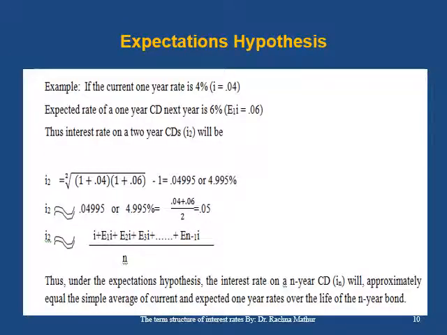Let us take an example of the expectations hypothesis. Suppose the current 1 year rate is 4% and the expected rate of a 1 year certificate of deposit next year is 6%. So the interest rate on a 2 year certificate of deposit will be 5%. That is, under the expectations hypothesis, the interest rate on an n year certificate of deposit IN is approximately equal to the simple average of the current and expected 1 year rates over the life of the n year bond.